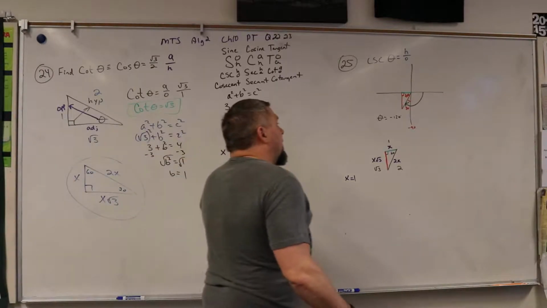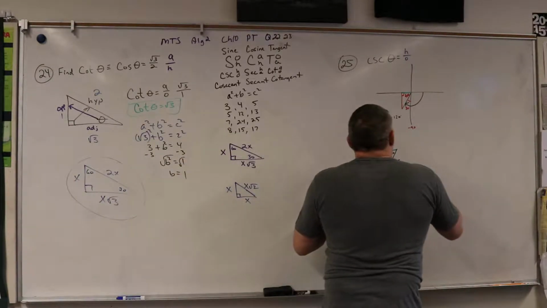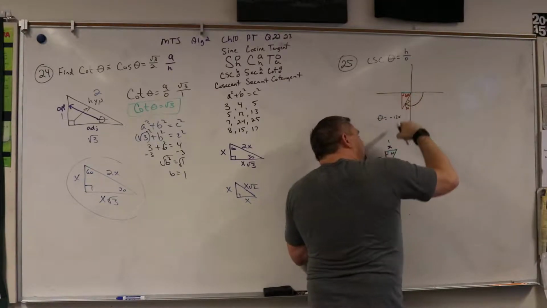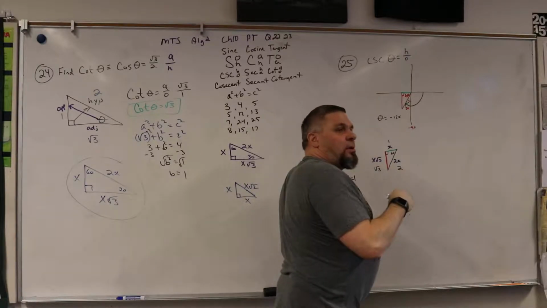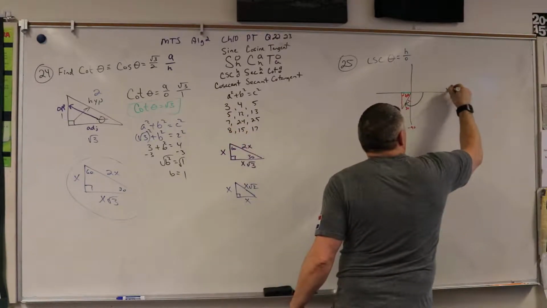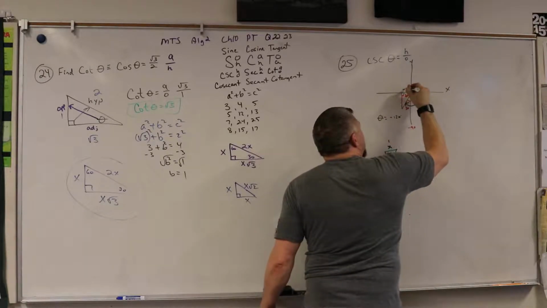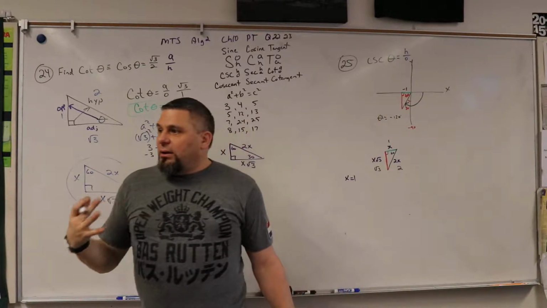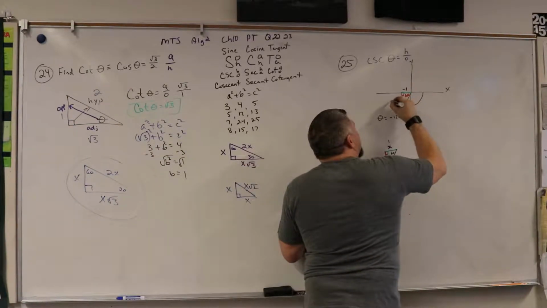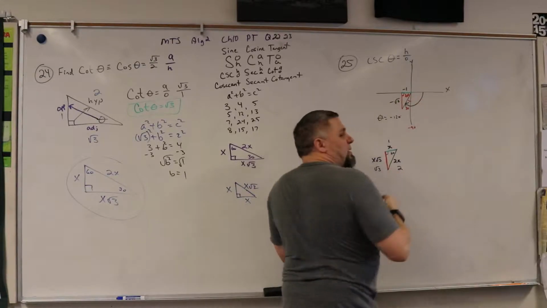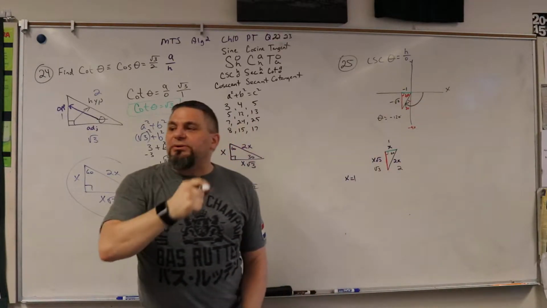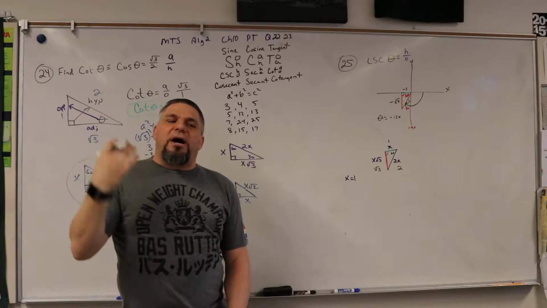Okay, and so that means when I look at this, this isn't 1 though. When we look at it with respect to x and y, this is negative 1, right? Okay? This is negative square root 3, but the distance, the hypotenuse, is always going to be positive.